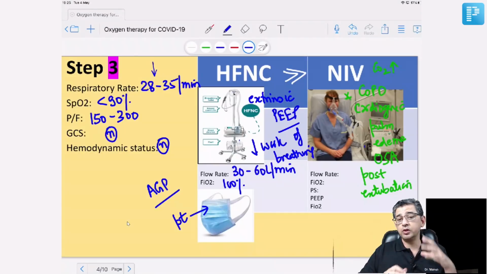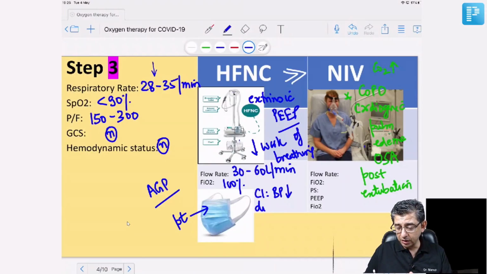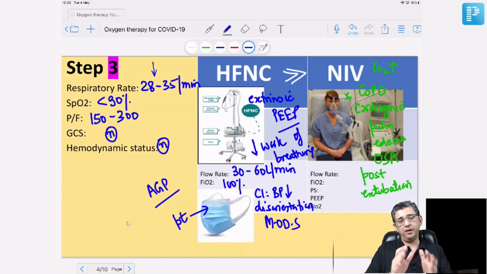There was flaring, there was sternocleidomastoid working overtime. All the work of breathing of the patient will reduce once he's put on a high flow nasal cannula. But this is absolutely contraindicated in case of hemodynamic instability. If you're having a patient who's having disorientation, if you're having a patient who's going into multi-organ dysfunction and the BP of the patient is crashing, then a high flow nasal cannula is definitely not for the patient.